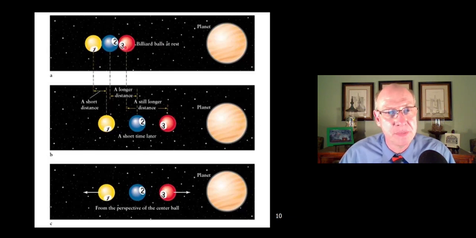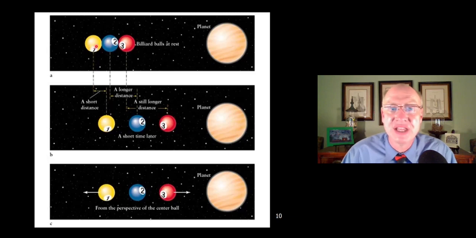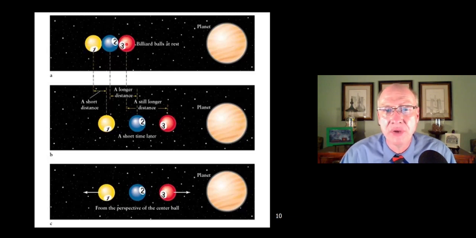And these 3 billiard balls are touching one another. But here's the thing. Billiard ball number 3 is slightly closer to the planet than billiard ball number 1. So the force on billiard ball number 3 is going to be greater than the force on billiard ball number 1. So if we let them go a little while later, they've all moved.